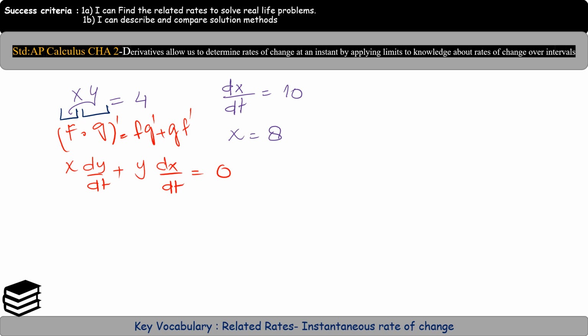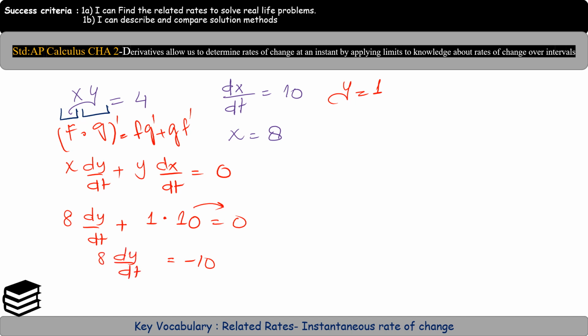Now replace the values. X is given as 8, dy by dt you don't know, plus y's value is also 1. So take y as 1, and dx by dt is equal to 10, and the whole thing equals 0. Now bring the 10 to the other side. You will get 8 dy by dt equals negative 10. Divide both sides by 8. So you will have the answer dy by dt equals minus 5 over 4.